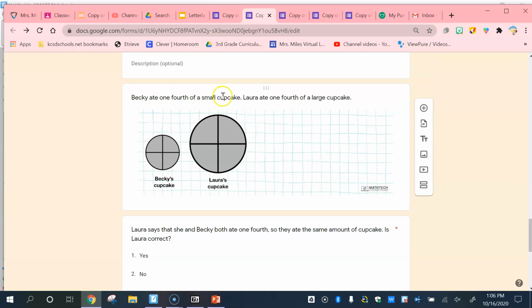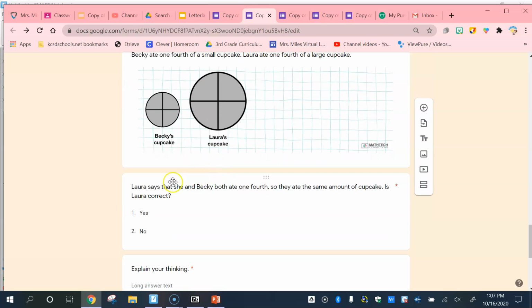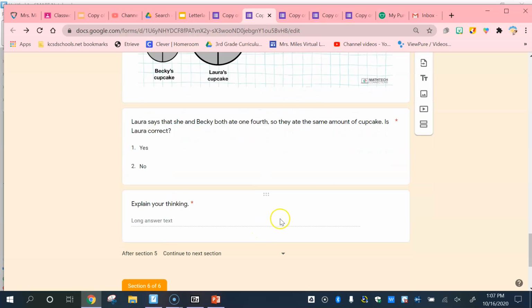Becky ate 1/4 of a small cupcake. Laura ate 1/4 of a large cupcake. Laura says that she and Becky both ate 1/4, so they ate the same amount of cupcake. Is Laura correct? No, why is she not correct? Because the cupcakes were different sizes to begin with. That's right.